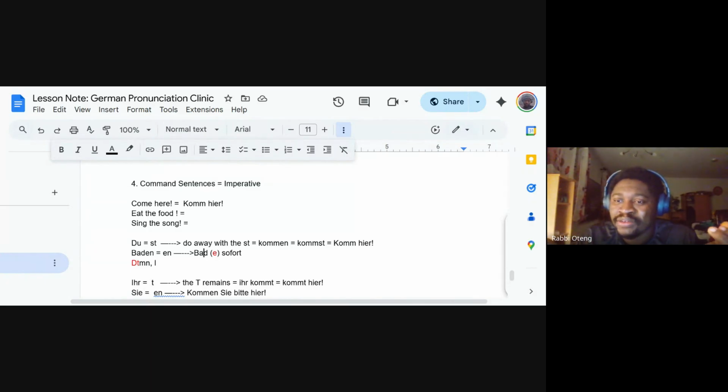Atmen is to breathe. When you remove the EN you get "atm." You can't say "du atmst," it's difficult when you are breathing, so you bring back an E. So with the endings for N and M, it really depends on the pronunciation, how easy it is to pronounce the verb. If the verb is easy to pronounce without adding an E, then we don't add it. But if it's difficult, then we add it. But with D and T, it's fixed.